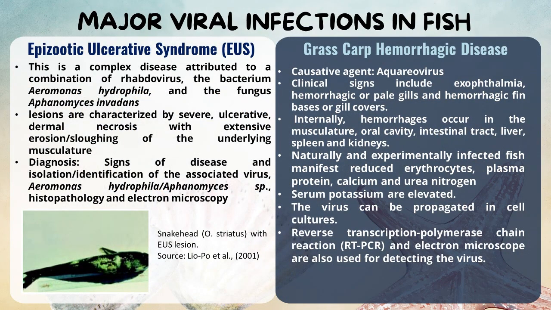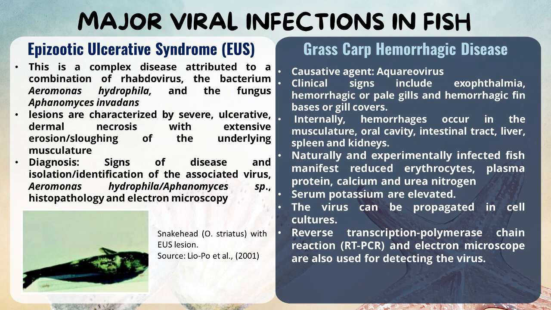Major viral infections in fish. First is the epizootic ulcerative syndrome or EUS. EUS is a complex disease attributed to a combination of rhabdovirus, the bacterium Aeromonas hydrophila, and the fungus Aphanomyces invadans. It affects species such as snakeheads, catfish, climbing perch, spiny eel, gourami, barbs, serpentfish, sand goby, and many more. EUS lesions are characterized by severe ulcerative dermal necrosis with extensive erosion or sloughing of the underlying musculature. The necrotic muscular tissue emits a foul odor.